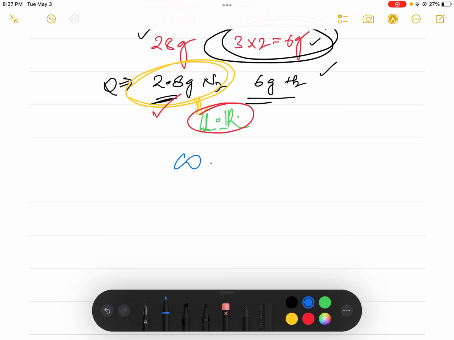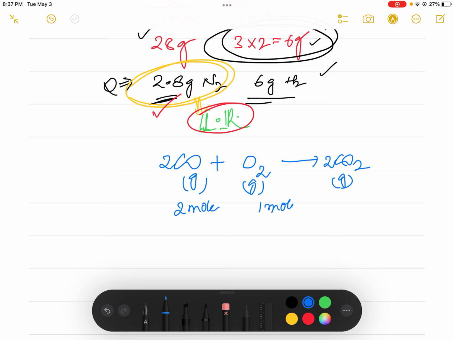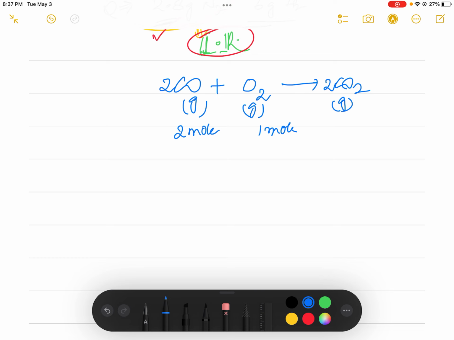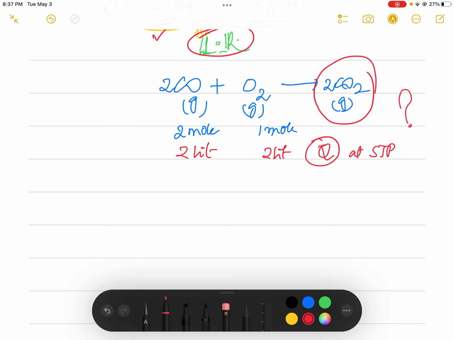CO plus O2 gives rise to CO2. We will balance it first. This is gas, this is gas, this is gas. You can see here this is 2 moles, this is 1 mole. What can they ask? This is given 2 liters, this is given 2 liters. Question: at STP conditions, what is the volume of carbon dioxide formed? They can ask you this one.